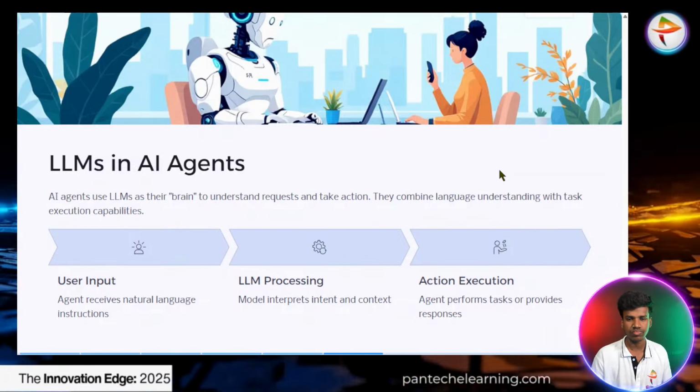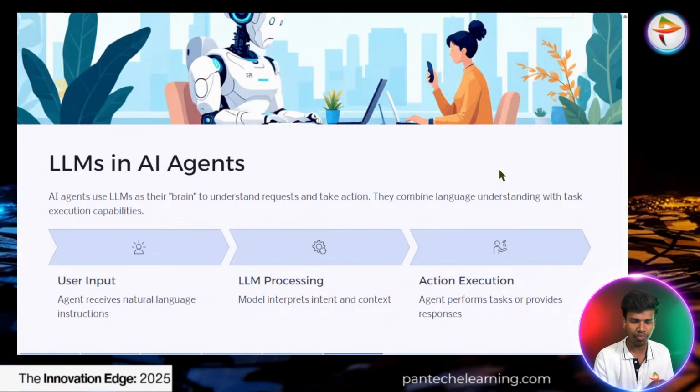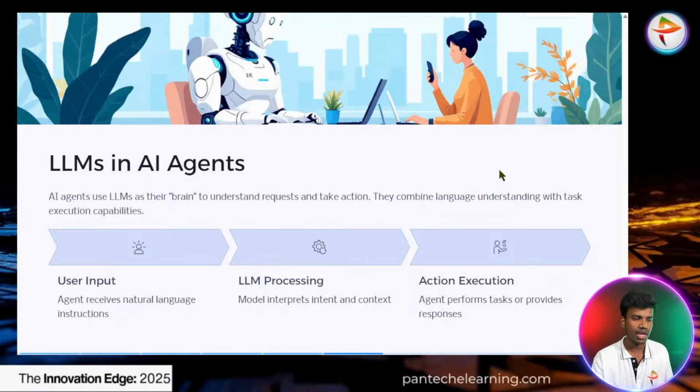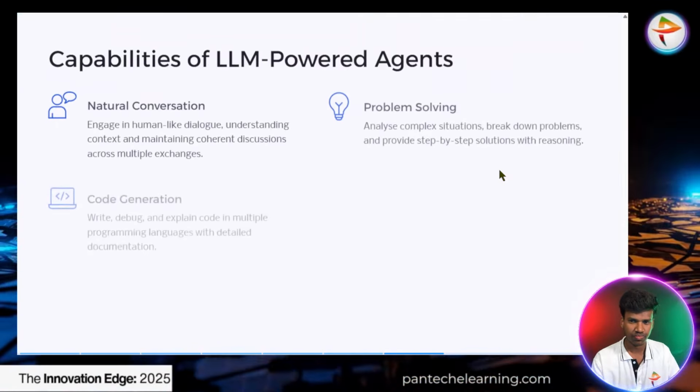Okay. So first, user input. Oh, sorry. LLM processing. Finally, action execution. User input means the agent receives natural language instruction, then the LLM processes it, the model interprets and understands the context of the text. Finally, action execution: the agent performs the task or provides the responses. So this is the concept of LLMs in AI agents.